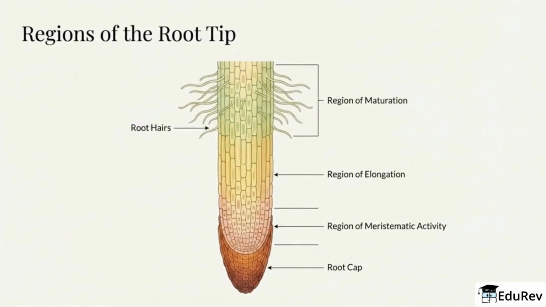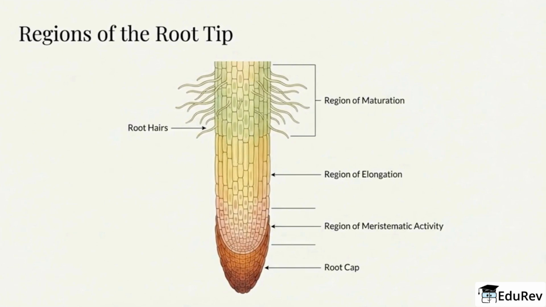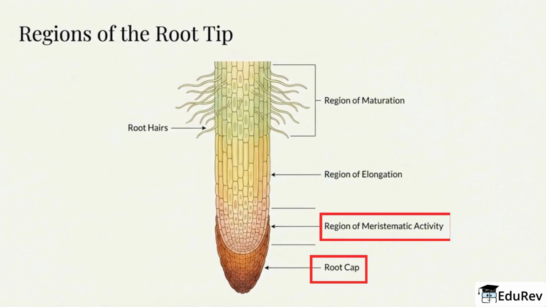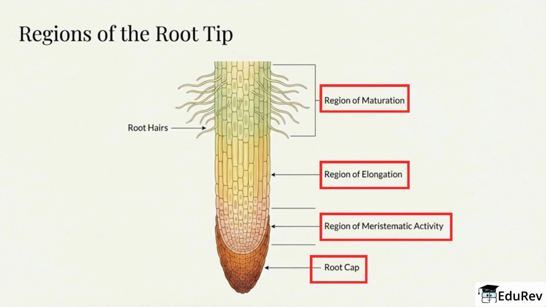Focusing now on the root tip, there are distinct functional zones. The root cap protects the delicate tip as it pushes through soil. Just behind it is the meristematic region where cells divide actively. Those new cells then enter the elongation region and grow longer. And finally, the maturation region is where cells differentiate. This is where root hairs form to increase surface area for absorption.